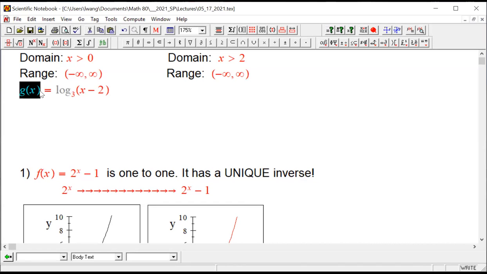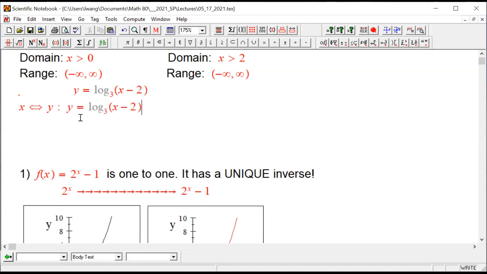So to find the inverse, we're still going to do the swap. X swapping with Y. That swap is going to give us x, and this becomes y. And we're going to solve for y. How do we solve for y?